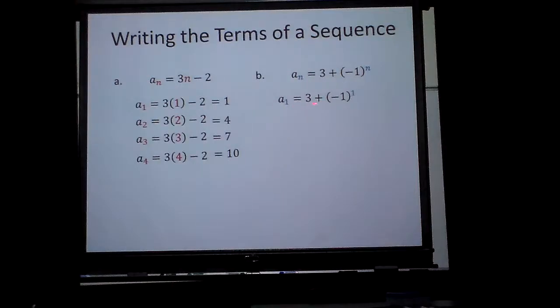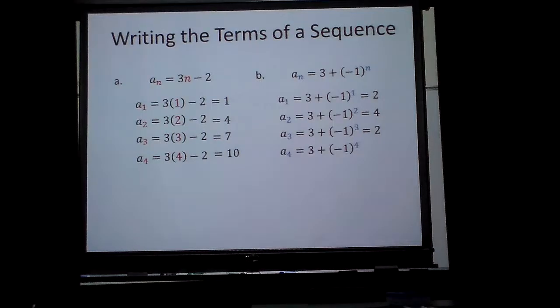If I plug in the first term, I'm going to take negative 1 to the nth power, which will make it negative 1. And 3 plus negative 1 is 2. If I do the second power, that's going to be negative 1 times negative 1, which makes positive 1. And 3 plus 1 is 4. But notice what's going to happen to the third one. Negative 1 times negative 1 times negative 1 is going to be back to negative 1. It's going to be 2.